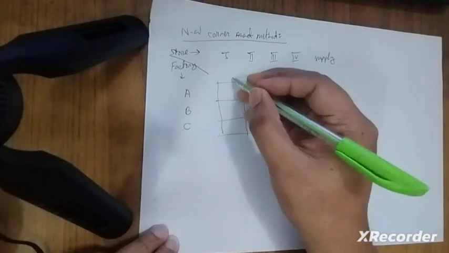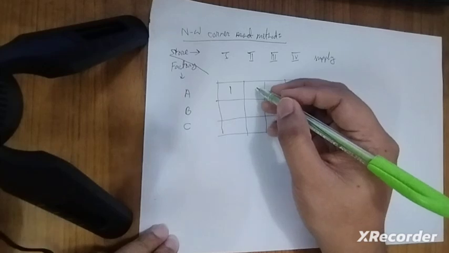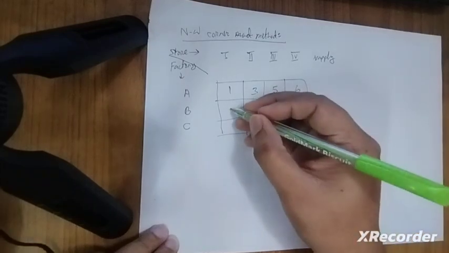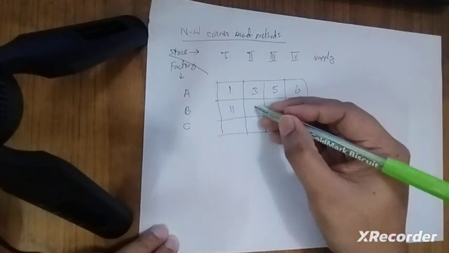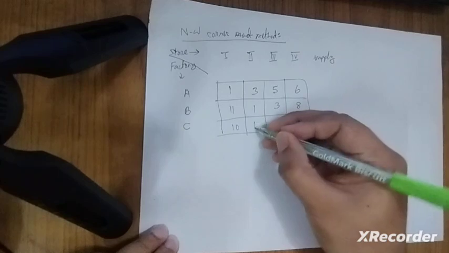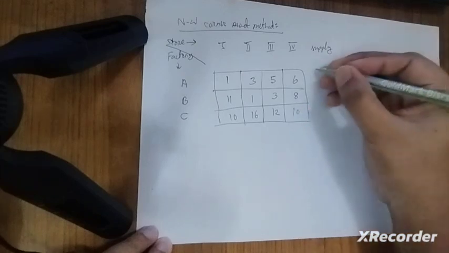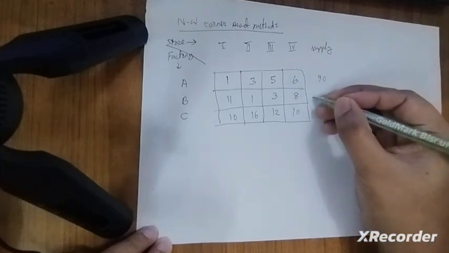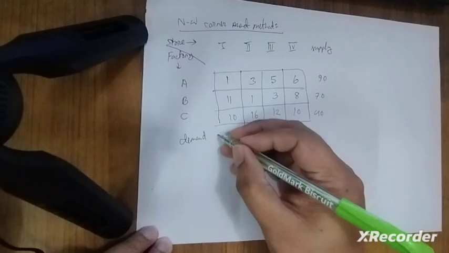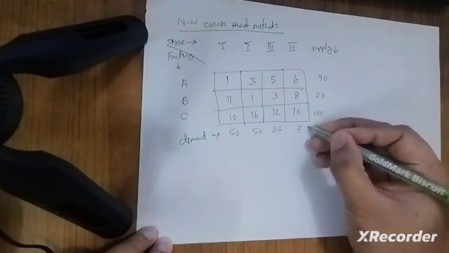The cost matrix is, for A: 1, 2, 3, 5, 6. For B: 11, 1, 3, 8. For C: 10, 16, 12, and 10. The total supply is 90 for A, 70 for B, and 40 for C, and the demand in the last row is 50, 50, 25, 75.